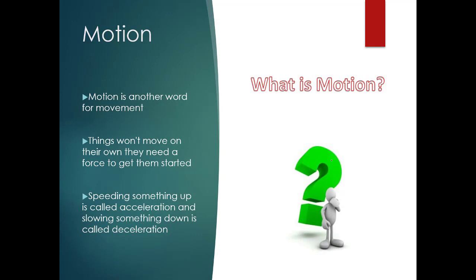Now, we can't talk about mechanisms without talking about motion. Motion is simply a word we use for movement. Things don't move on their own, we have to get them to move. If we want something to speed up, that motion is called acceleration. If we want to slow it down, we call that deceleration.